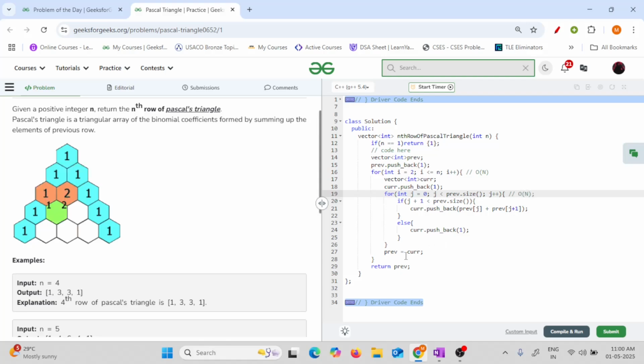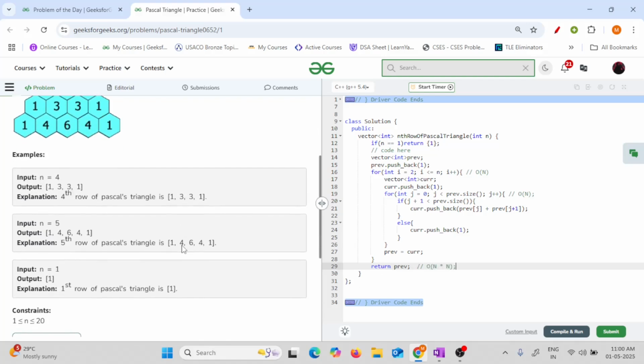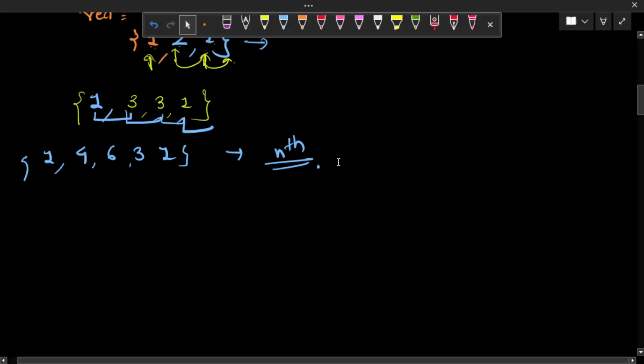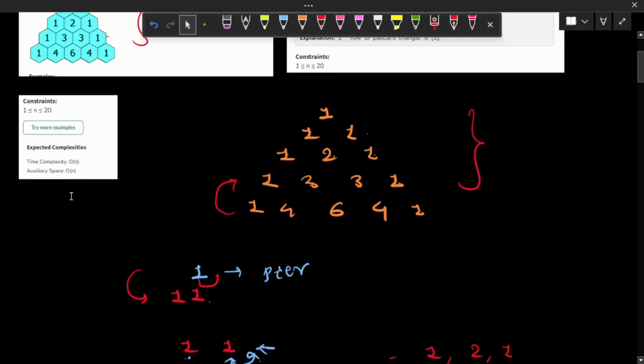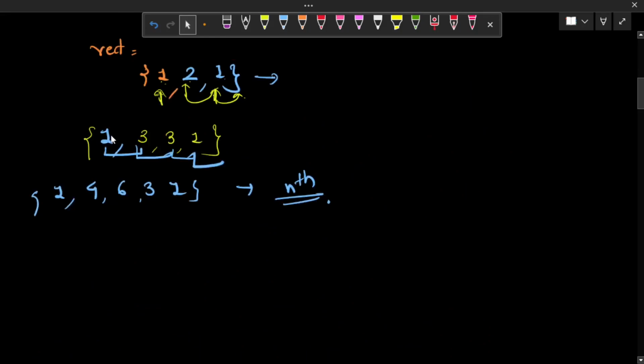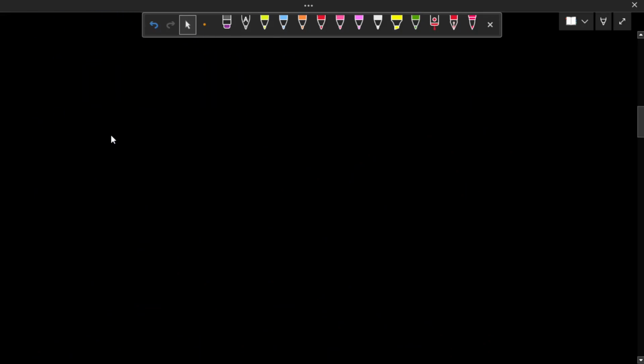Okay. So what is the overall time complexity? If we calculate, both are nested loops, so it will become n into n. So can we optimize it? The expected time complexity given is big O of n and the auxiliary space is big O of n. So how will we optimize this problem?